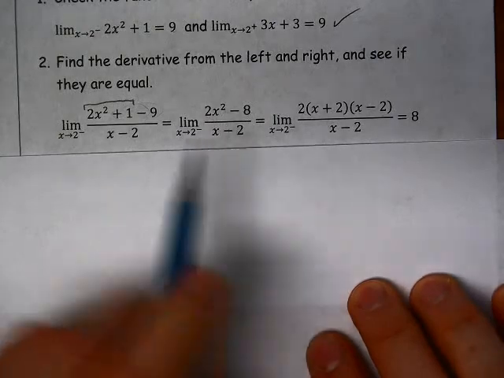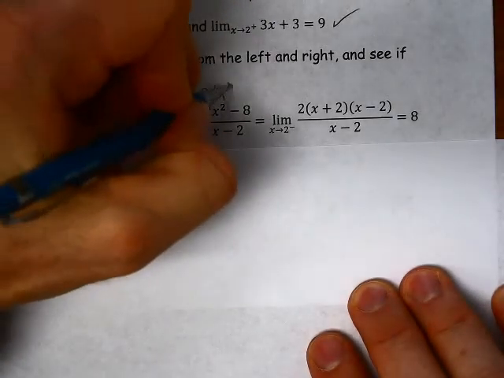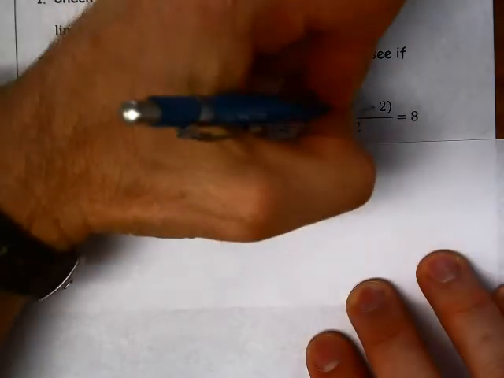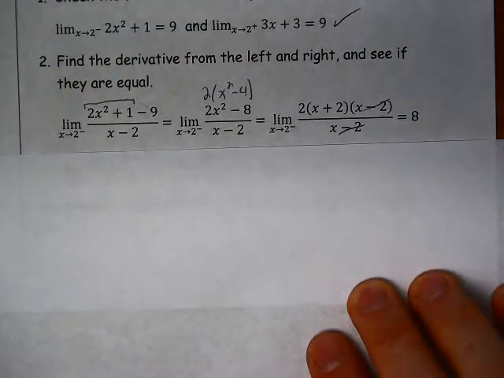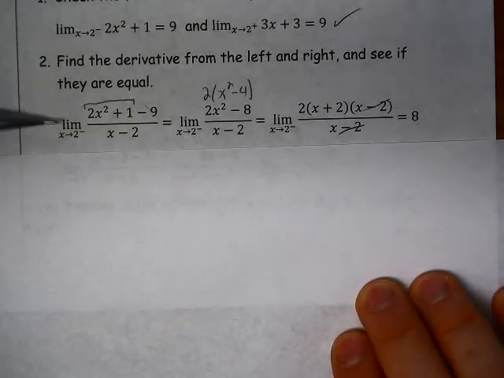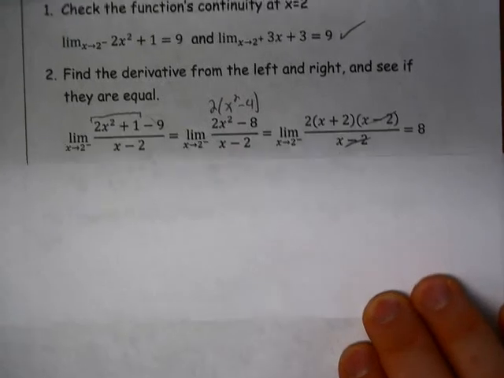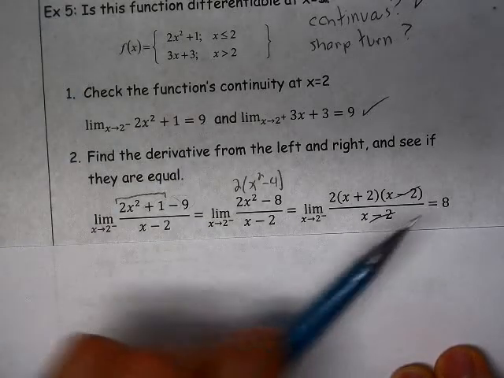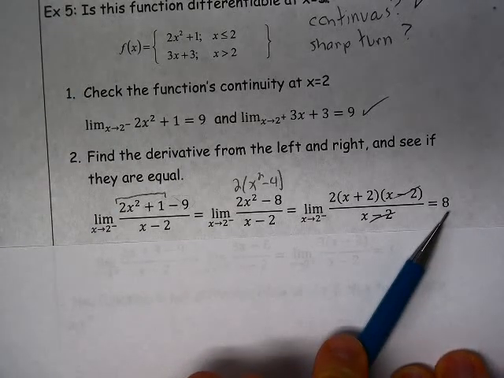I can factor a 2 out of there, and I have x squared minus 4, which will then factor x plus 2 times x minus 2. I can cancel out the x minus 2's, and then I solve this limit by substitution, and I have 2 times 2 plus 2, so I get 8. So the derivative of this function using the left side definition here, 2x squared plus 1, the derivative at 2 is 8.